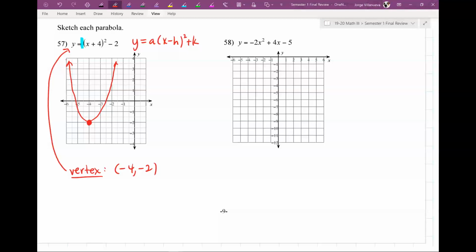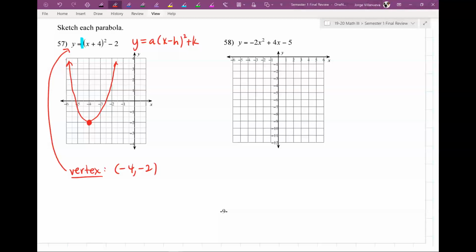Up one, one over. If this was a 2 right here in the very front of the parenthesis, then you'd move up twice and 1 over. If this was a half, then you go up half and 1 over. So the amplitude tells you kind of like your slope, rise over run type of thing. So that would be number 57.